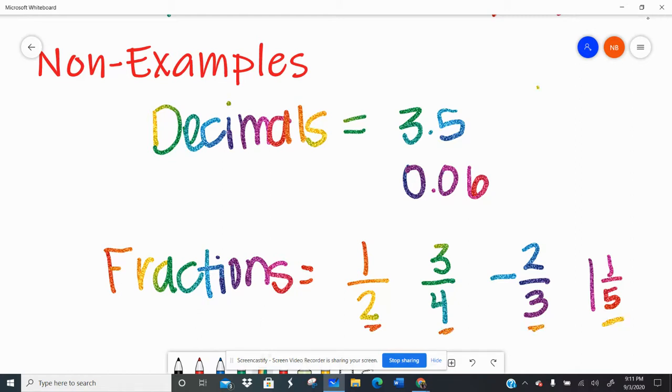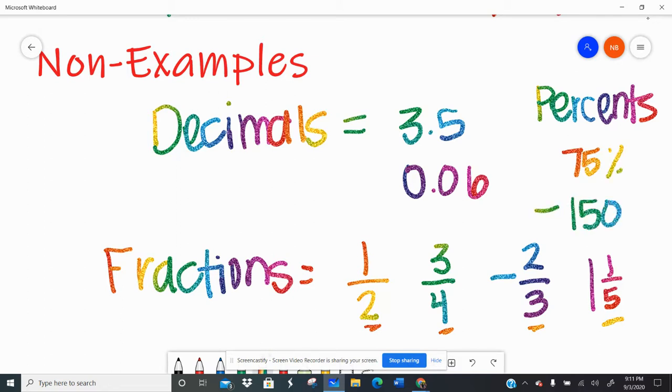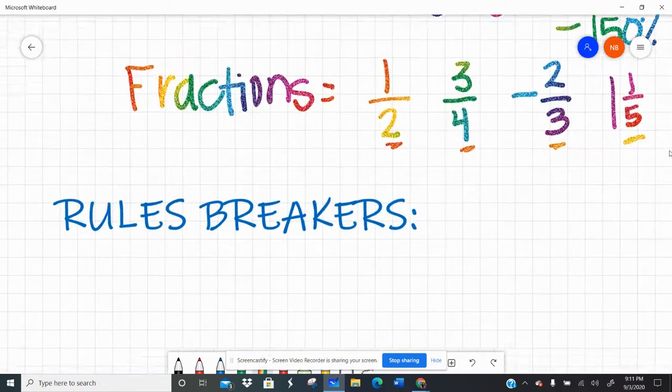And then the last one, non-examples, would be percents. Percents are not integers, because by definition, a percent is part of a whole thing. So 75%, not an integer. -150%, not an integer. So integers are not fractions, decimals, and percents.